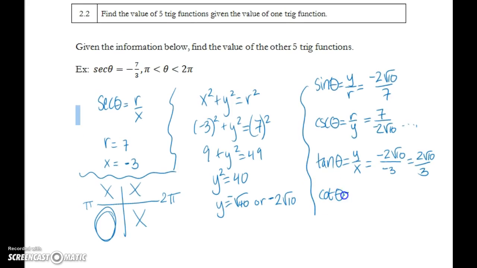Cotangent is the reciprocal of tangent, that's x over y. In this case, it's negative 3 over negative 2 root 10, which is 3 over 2 root 10. Or you could simplify that further by rationalizing. And cosine of theta is the reciprocal of secant of theta. So take secant theta and flip it. Or you can use the definition x over r, and that is negative 3/7.